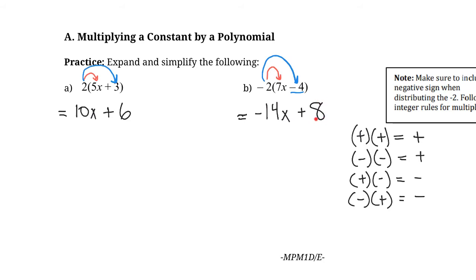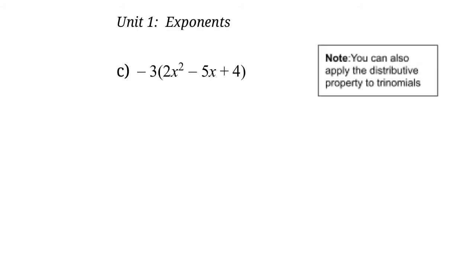This is just a plain number 8. They are not like terms, so this is going to be our final answer. It's also possible to perform the distributive property with terms that are a little bit longer. So if you notice inside the bracket, this time we have a trinomial. There are 3 terms inside the bracket, and it's the same thing. We just have to perform the multiplication one step at a time.